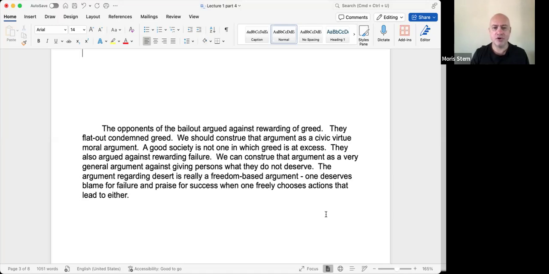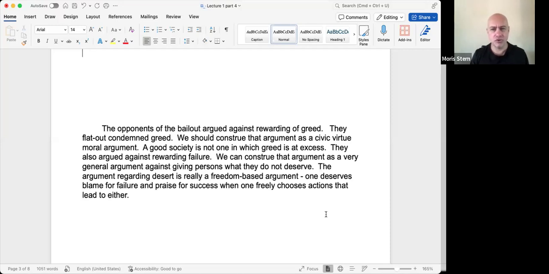These opponents also argued against rewarding failure. We can construe that argument as a very general argument against giving persons what they do not deserve. The argument regarding desert is really a freedom-based argument. One deserves blame for failure and praise for success when one freely chooses actions that lead to either one of these.